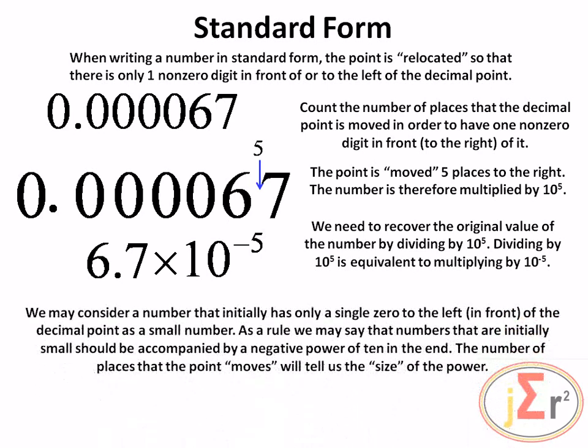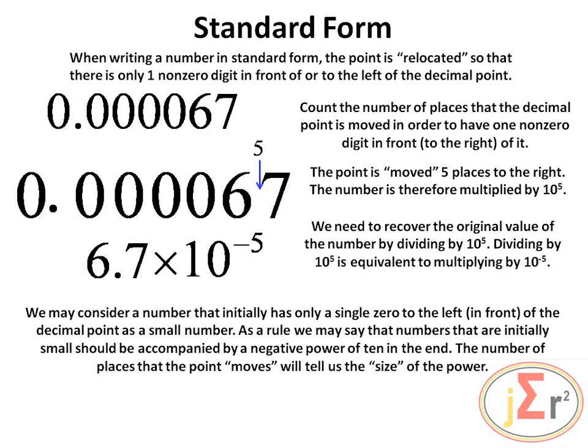We may consider a number that initially has only a single 0 to the left of the decimal point as a small number. As a rule, we may say that numbers that are initially small should be accompanied by a negative power of 10 in the end. The number of places that the point moves will tell us the size of the power. So this is considered to be a small number. Why? Because the only number that is to the left of the decimal point is a 0. So we classify that as small. Therefore, in the end, the answer should be accompanied by a negative power of 10.